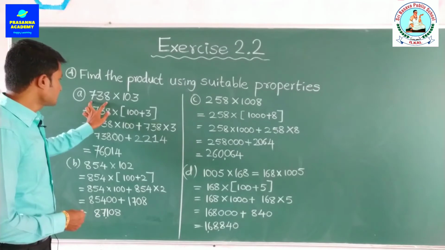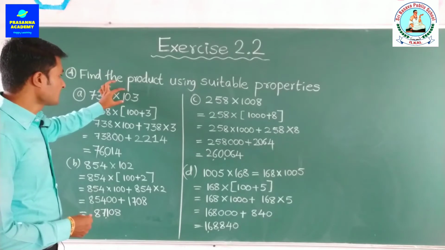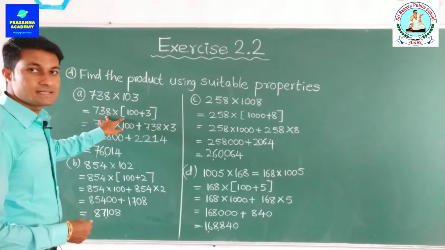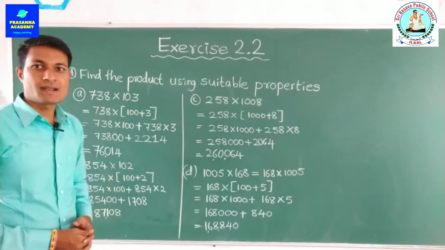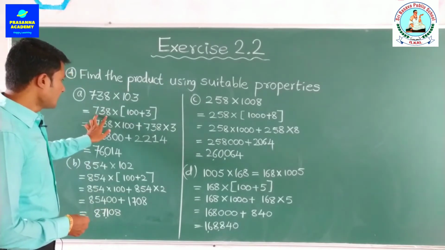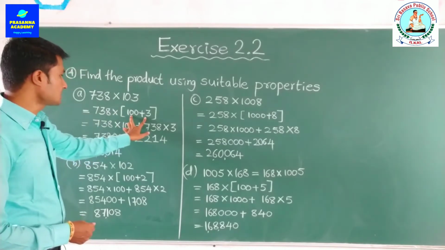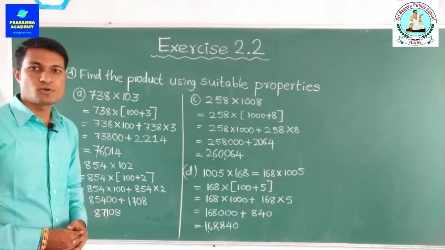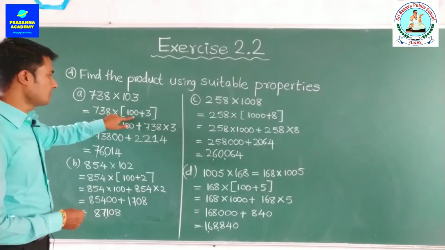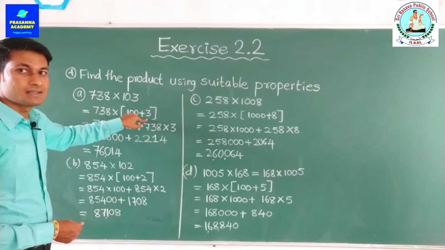As you see, the first number can be written as it is, but there is a chance to break the second number. So let us break this 103 like 100 plus 3. Now for this step we can apply the distributive property of multiplication over addition, because here one number is multiplying with the two addends, which are kept inside the bracket. So first multiply 738 with 100, and later take the same number and multiply with the other addend, that is 3.